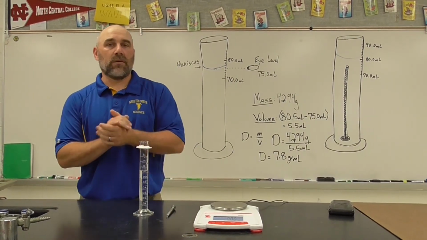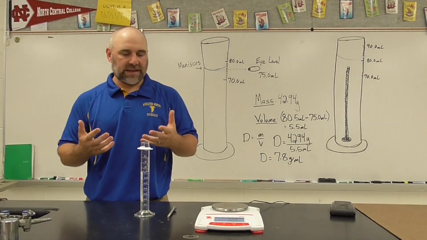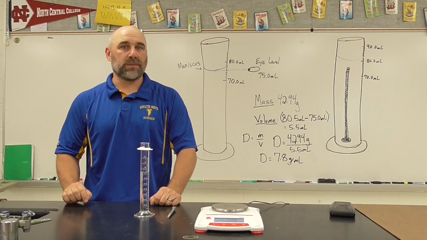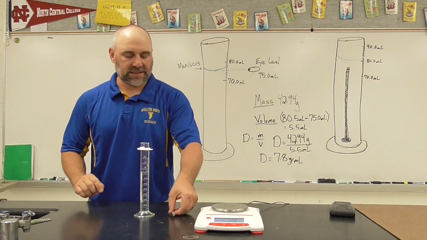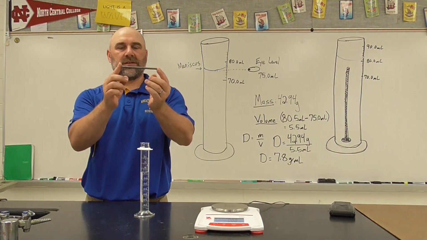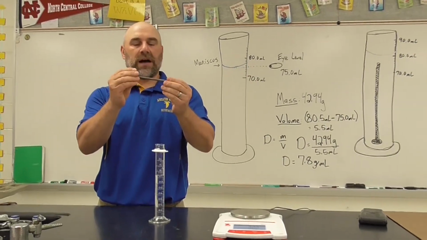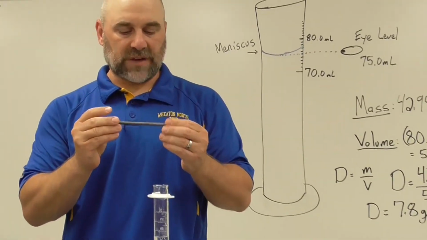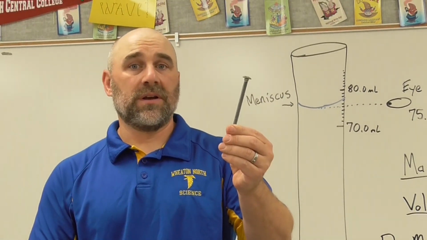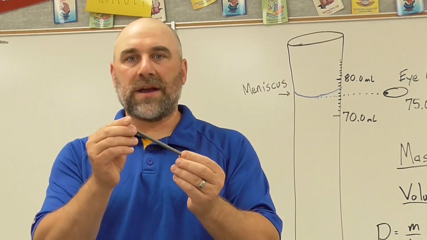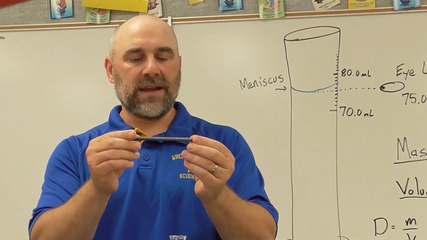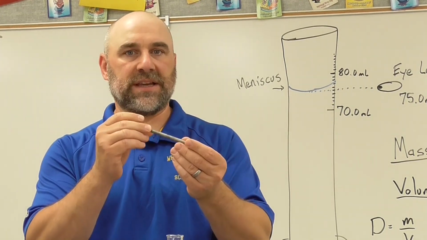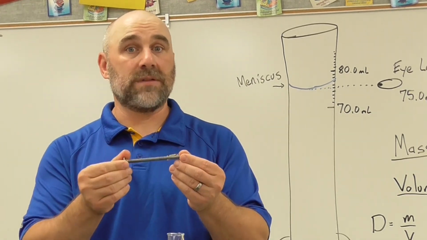Okay, Falcons. Today what I'm going to talk to you about is getting the density of an object through water displacement. So in this example, what I have here is a screw or a bolt. And this bolt obviously is irregularly shaped. So I can't get its volume by measuring its length and its width and its height and multiplying those three numbers to get its volume. I have to find another way to do that.